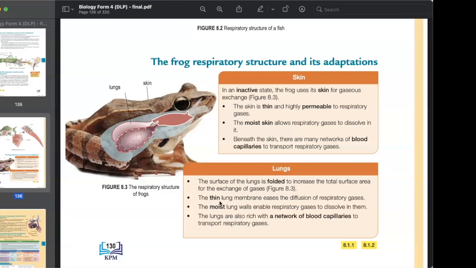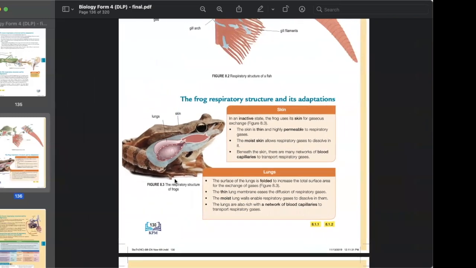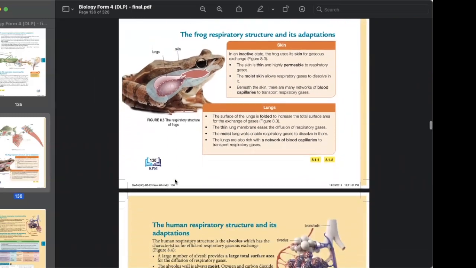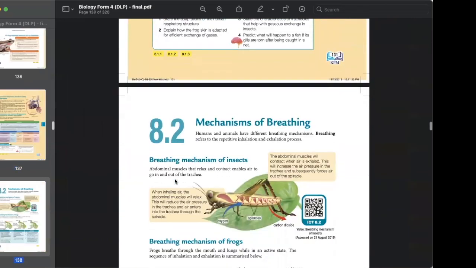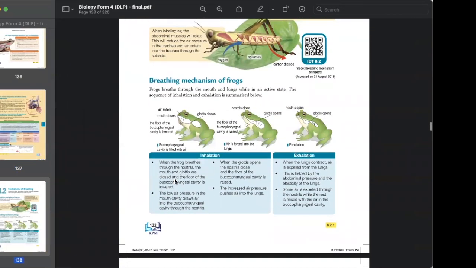Lepas tu, the thin lung membrane allows the diffusion of the gases. So the lung ni dia nipis lah. And then moist, it is thin and moist to enable the gases to dissolve in it. And then lung also has a network of blood capillaries. Surrounding the lung there are a lot of blood capillaries. Sebab apa? Blood capillary itulah yang bawa carbon dioxide, oksigen dan sebagainya. Okay, so that's all for the respiratory structure in the frog. So now we are going to study in detail how the frog breathes.